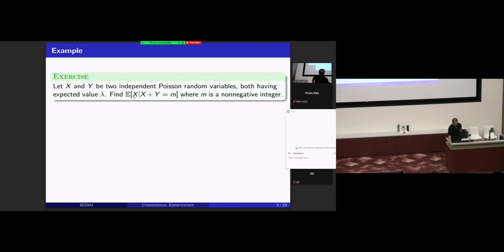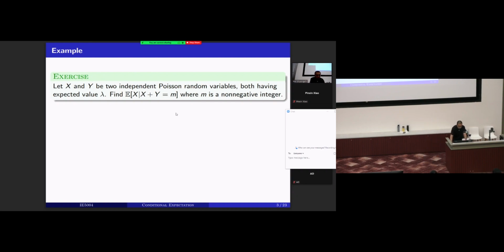And also they're independent. So here we wish to find out this conditional expected value: X given that X plus Y is equal to m. So this m is a non-negative integer, right? Recall that a Poisson random variable can only take non-negative integer values, right? It could be 0, 1, and so on. So the sum of two Poisson random variables will also take non-negative integers. So here, this m must be a non-negative integer.